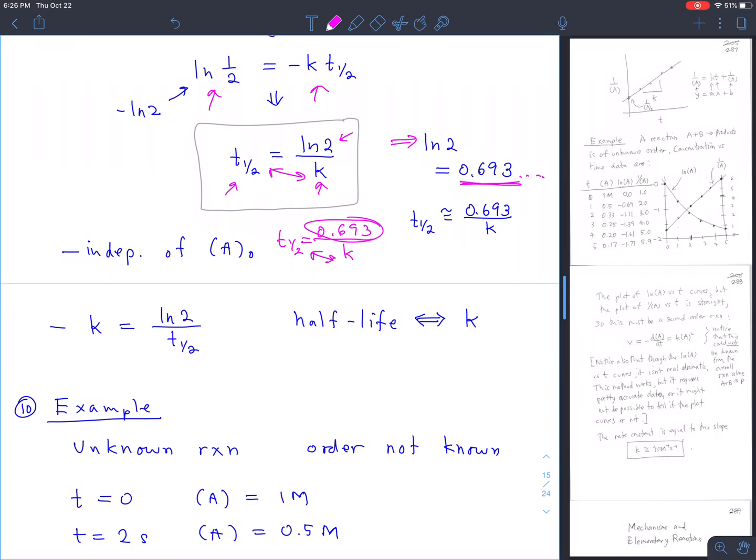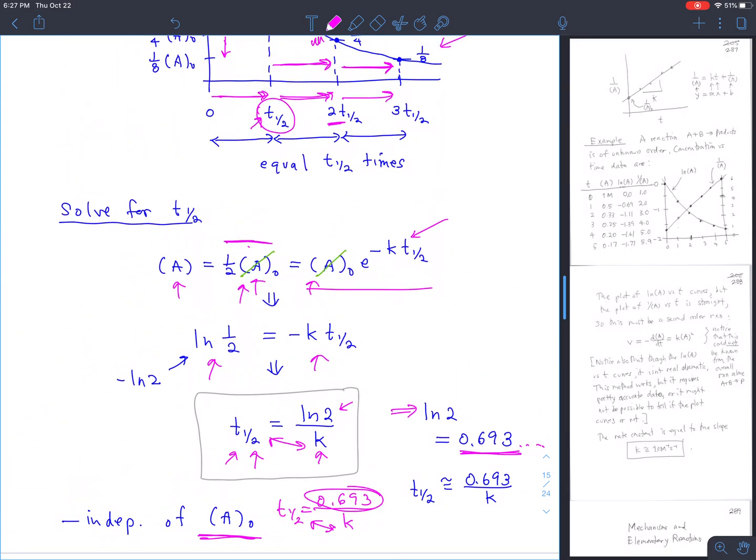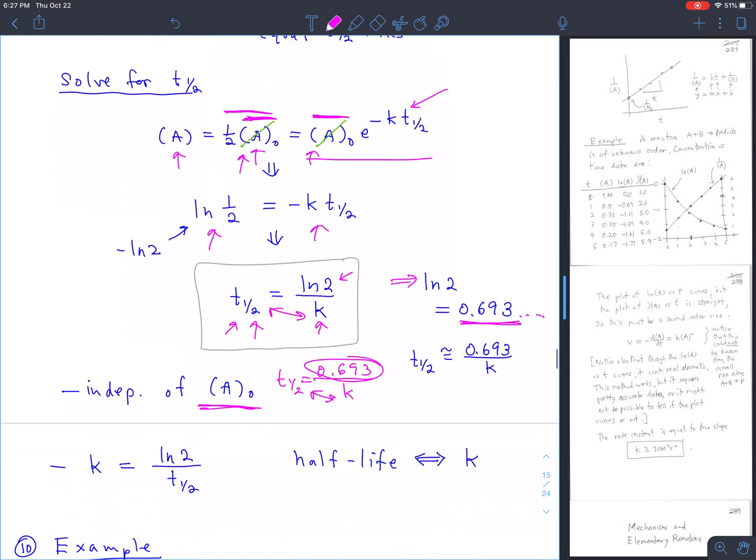That makes sense, right? The less time it takes to drop by half. And the smaller the rate constant, the longer the half-life, and so on. Also notice that the half-life doesn't depend on the value of A0. You could see that happening in the algebra up here. The initial concentration divided out, and from that point on, it's not even in the equation anymore.